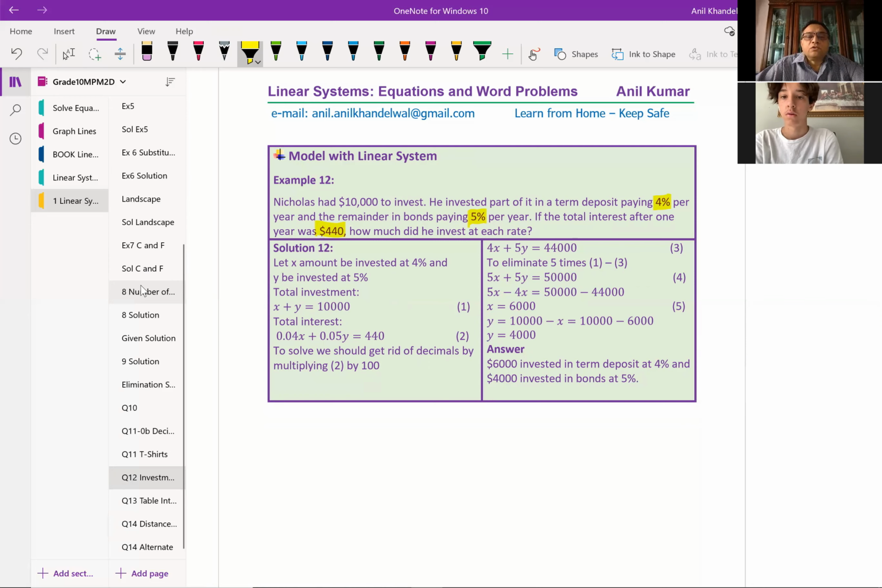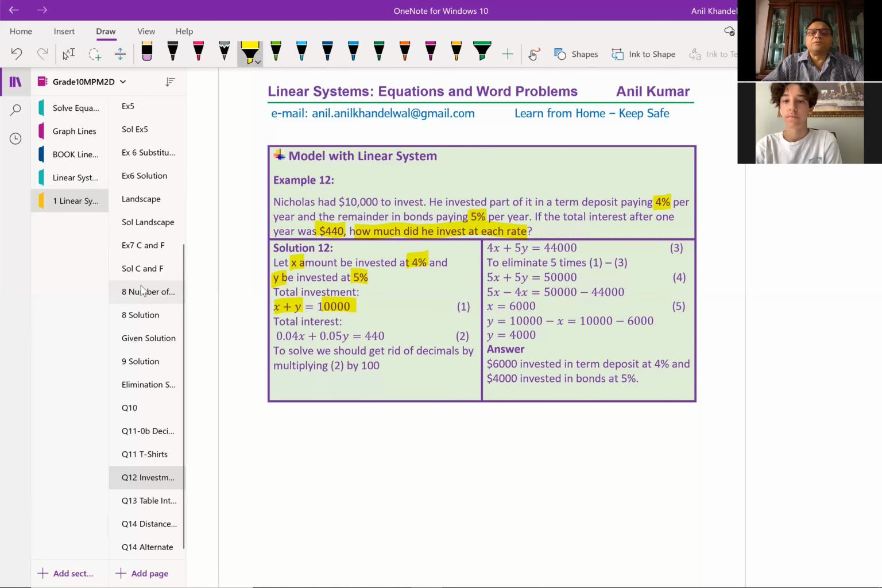We don't know, so we'll have to define variables, right? The question says, how much did he invest at each rate? How much in each means x and y. So we select x as the amount at 4% and y at 5%. But the total amount he had is x plus y, and that is $10,000. Straight away, we get one equation.